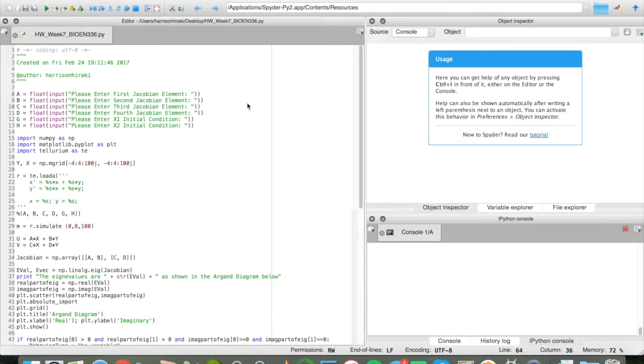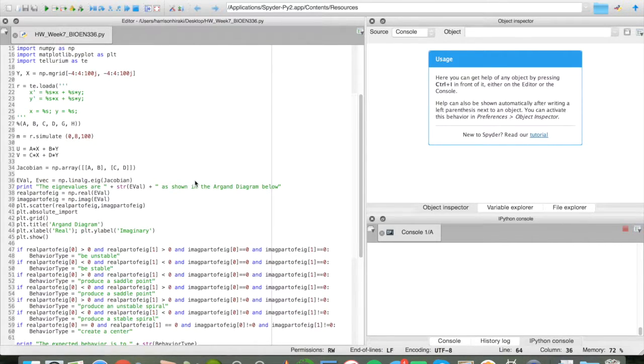Variables a through d and g and h represent user inputs that will define the system's Jacobian matrix as well as the initial conditions of the two species. After importing relevant libraries and defining the span over which the two species would be modeled, Tellurium was used to model a two-equation linear system.